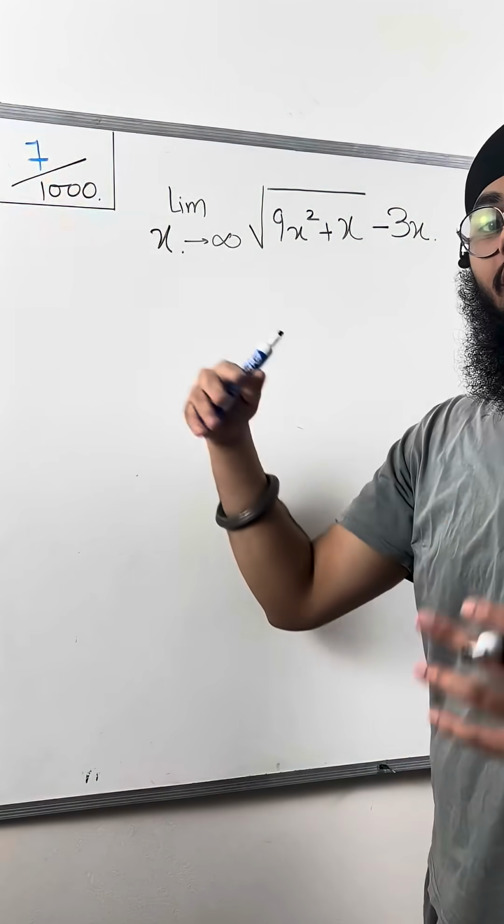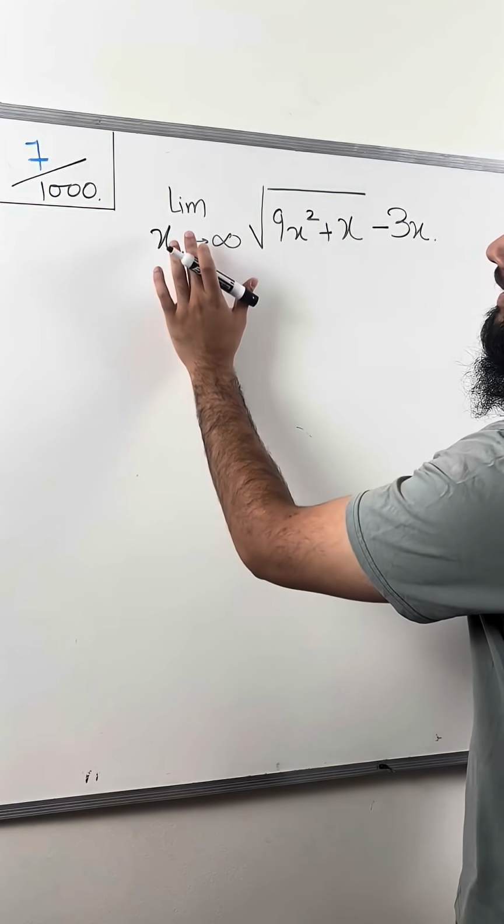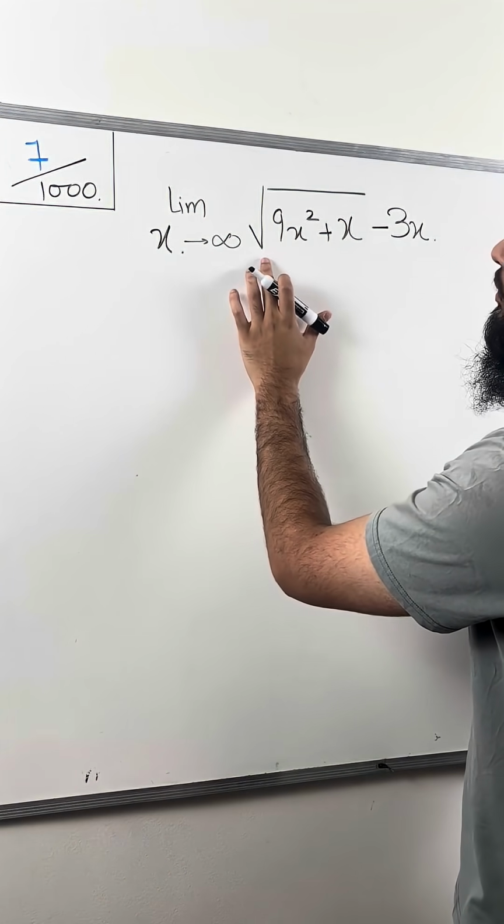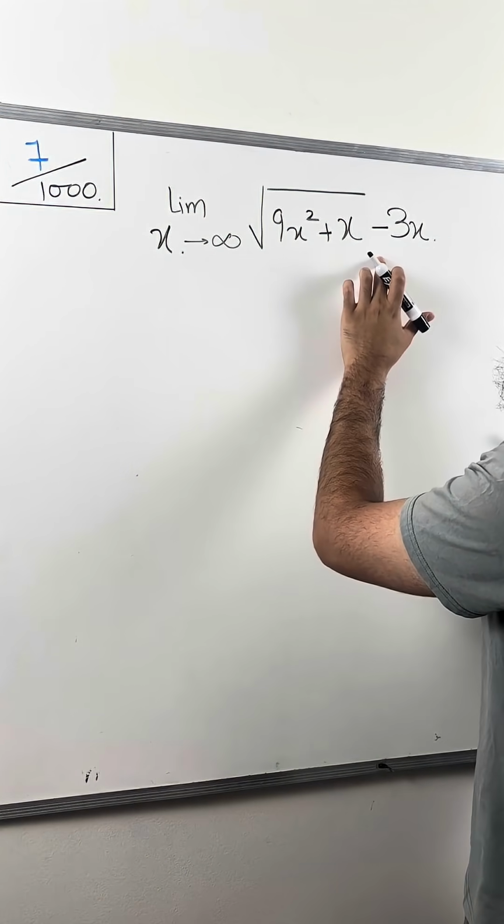This is question number 7 of 1000. Today we are finding the limit as x approaches infinity of square root of 9x squared plus x minus 3x.